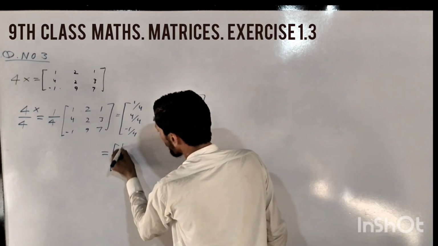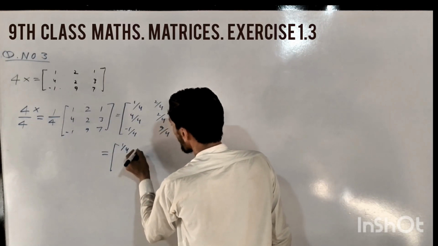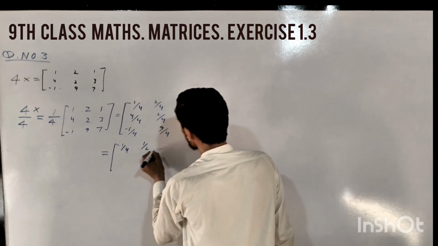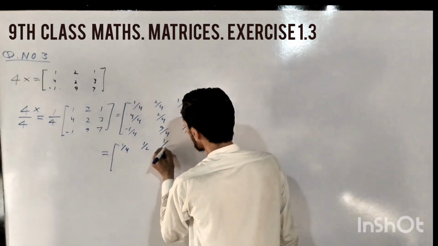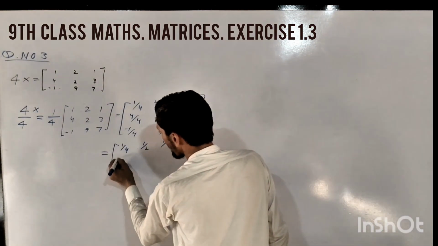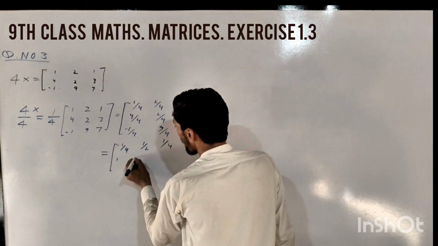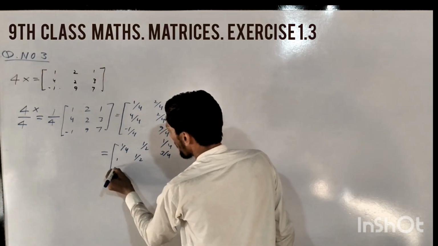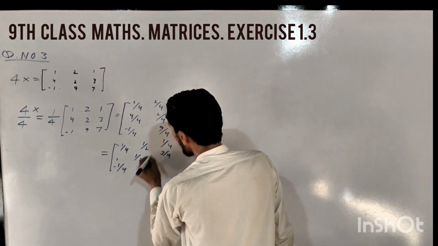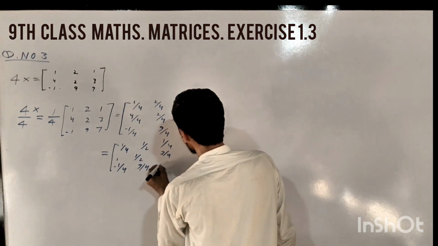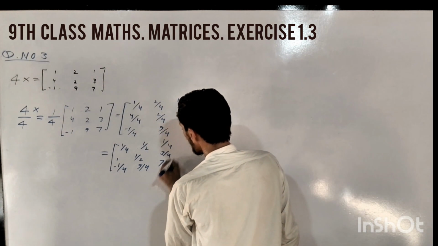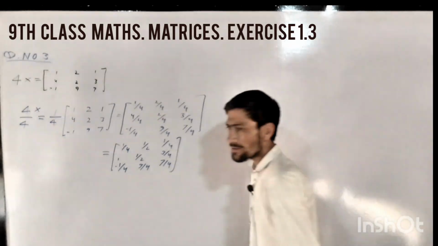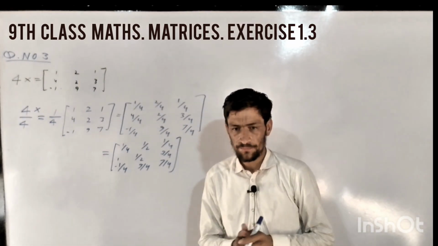1 divided by 4 is 1 divided by 4. This will be equal to 1 divided by 2. This will be equal to 1 divided by 2. Similarly, it will be 1, 1 divided by 2, 3 divided by 4, minus 1 divided by 4, 9 divided by 4, and 7 divided by 4. It is the result of the matrix.